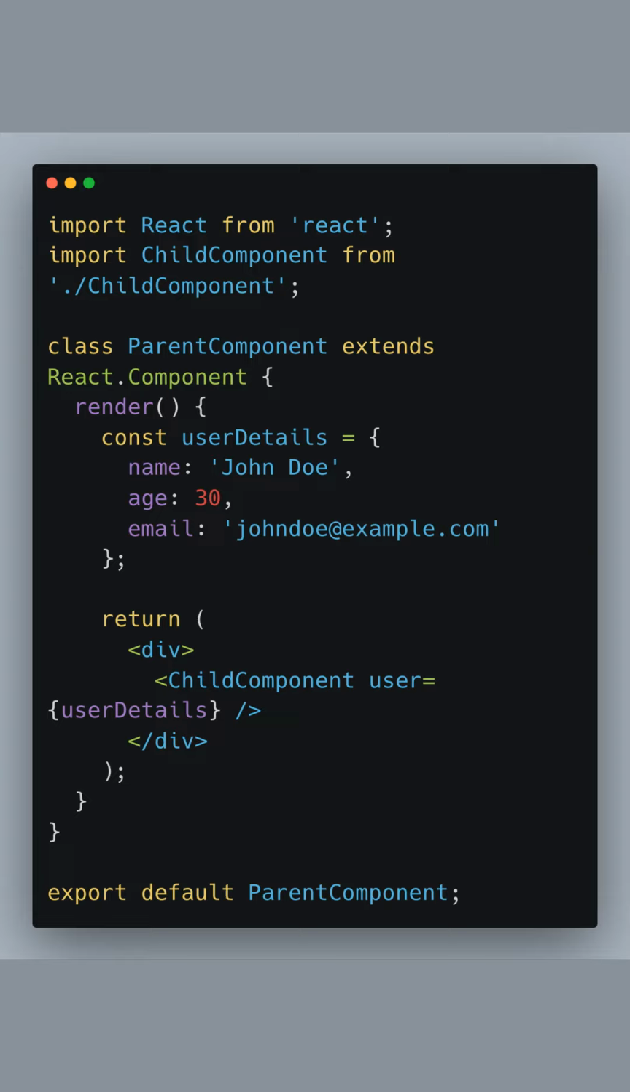In this example, we're looking at how to pass data from a parent component to a child component using props in React. We start with the parent component, named ParentComponent. It's a React class component that includes a render method.